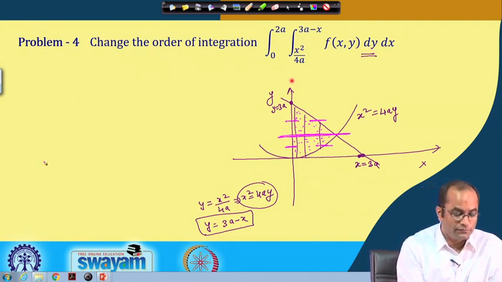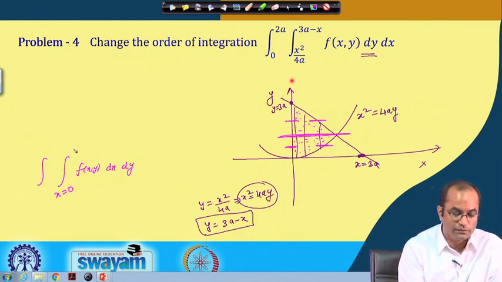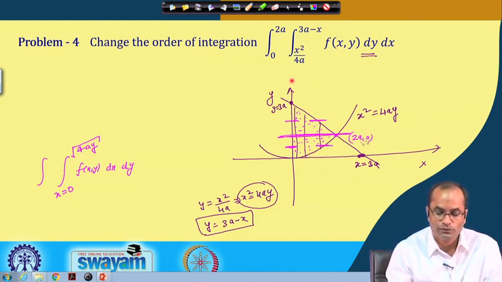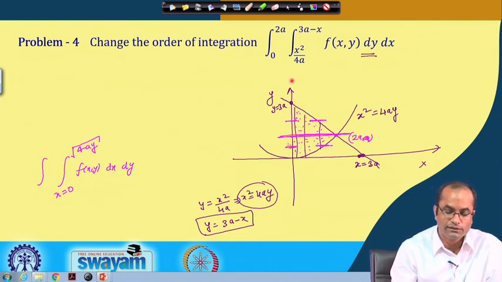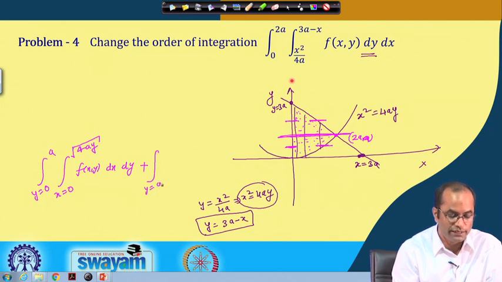So, for the first part we now want dx dy. For this, x goes from 0 to the parabola, which is the square root of 4ay, or 2 square root of ay. We also have to see what this point is, which will come as 2a, a. So, up to here y is equal to a. So, y goes from 0 to a, and then plus, y goes from a to 3a.